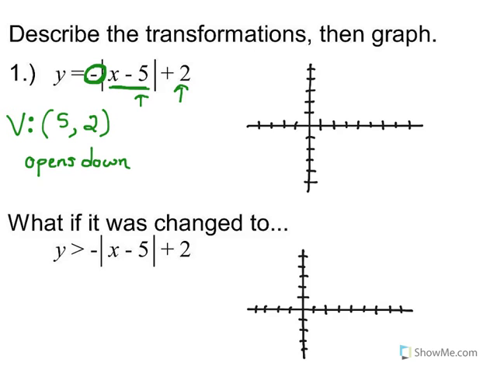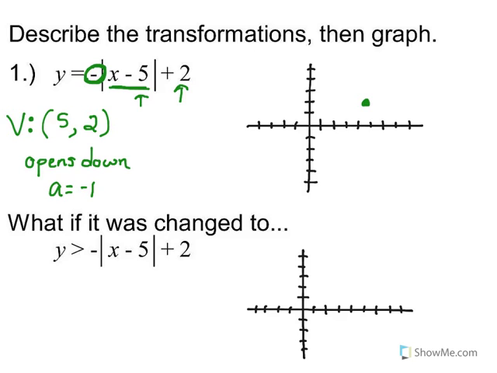So the first thing I'm going to do is plot my vertex point, which is at positive 5, 1, 2, 3, 4, 5, and up 2 is right about here. Okay. And then the a value is negative 1. So you can think of that like a slope, but it's not going to create a straight line. It's going to create two straight lines that form our v.